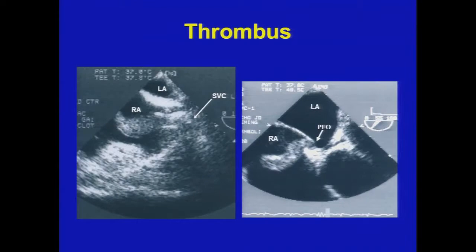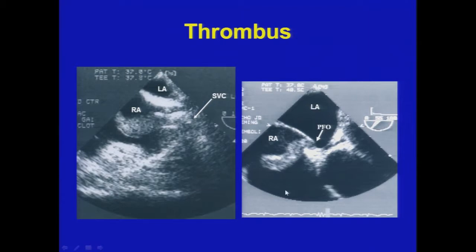Thrombus can also be seen in catheters that are entering the heart. Here's one of a bicaval view, patient with an indwelling catheter for nutritional purposes, and you can see a large mass protruding from the catheter into the right atrium. This was a large thrombus.